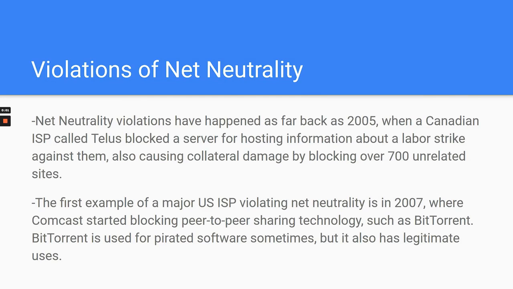Violations of net neutrality. Net neutrality violations have happened as far back as 2005, when a Canadian ISP called TELUS blocked a server for hosting information about a labor strike against them, also causing collateral damage by blocking over 700 unrelated websites. The first example of a major US ISP violating net neutrality is in 2007, where Comcast started blocking peer-to-peer sharing technology such as BitTorrent. BitTorrent is used for pirated software sometimes, but also has legitimate uses.